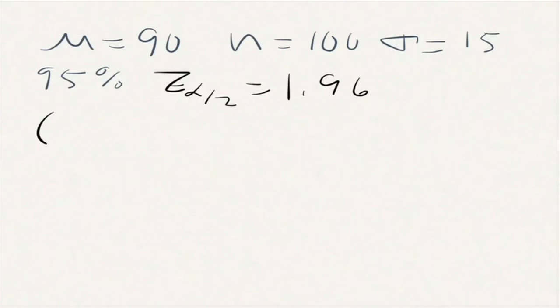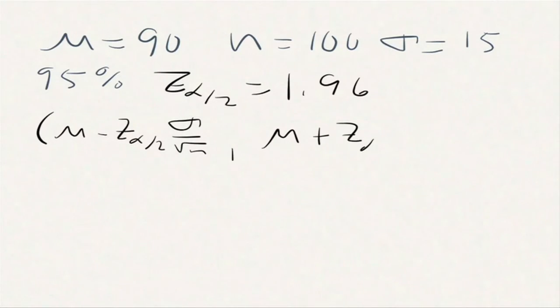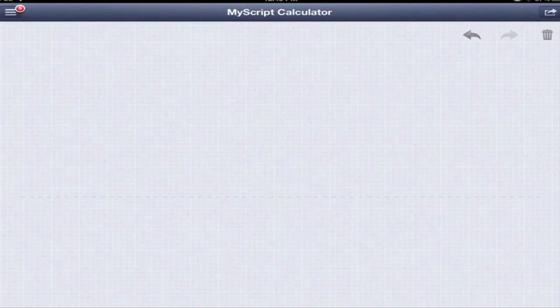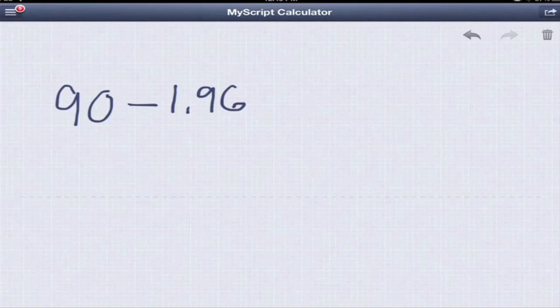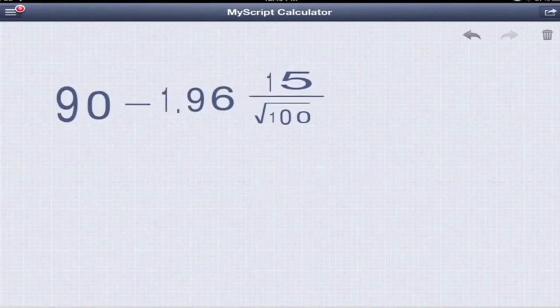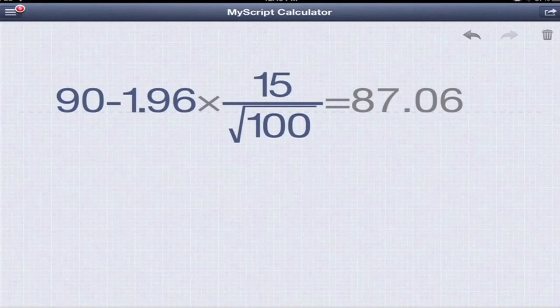Where are we going to stick it? It's mu minus z alpha over 2 times the standard deviation divided by the square root of n. And then this is mu plus z alpha over 2 times the standard deviation divided by the square root of n. Let's go ahead and plug those in now. Here our mu was 90 minus 1.96 times the standard deviation of 15 divided by the square root of 100. And what does my script give me? Bam! That's 87.06.